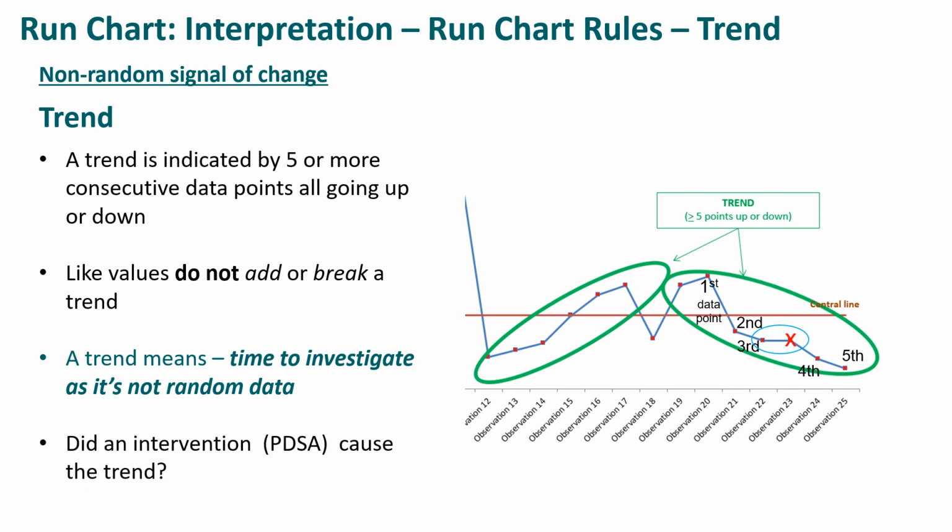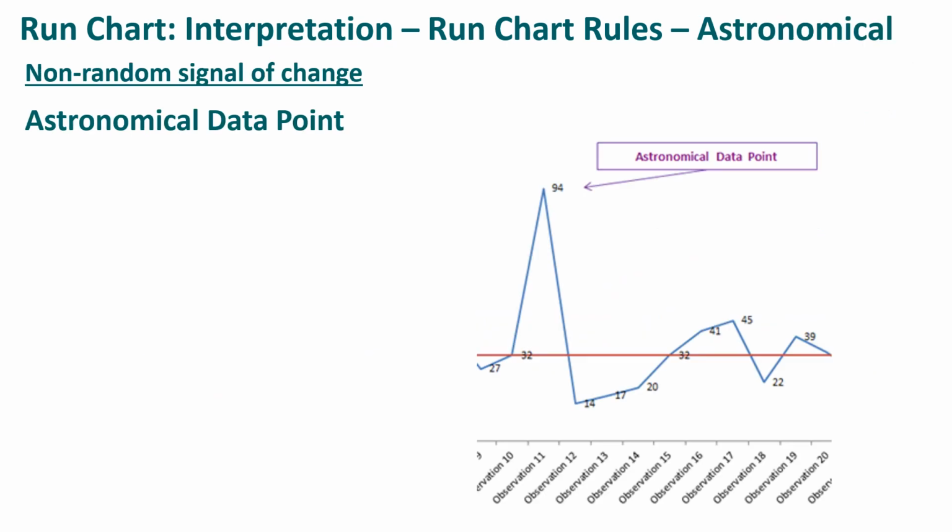Did an intervention or a PDSA cause this trend? So it's a time to investigate. And if you have a trend going down and that is the desired direction you want for your chart, your data, that's great news. But if you have a trend going up and you wanted your data going down, then that is obviously not good news and you need to investigate why.